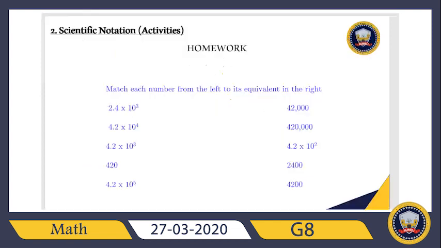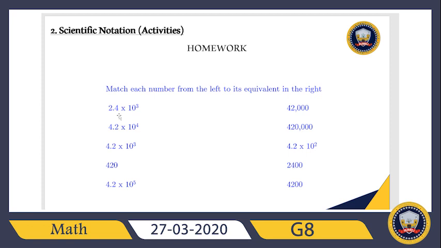Alright, let's start from the first activity. Match each number from the left list here to its equivalent on the right. So I have a few numbers here, some of them written in scientific notation, others written in standard notation. I want to find their equivalent, or the number that is equal, in the right group here. Let's start from the first one, 2.4 times 10 to the power of 3. What is this number? It's written in scientific notation.